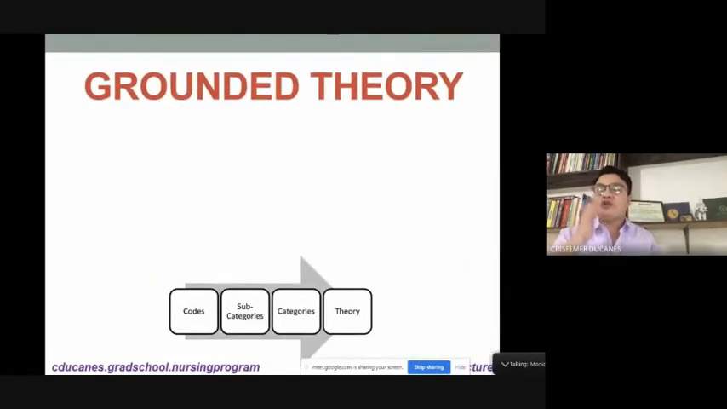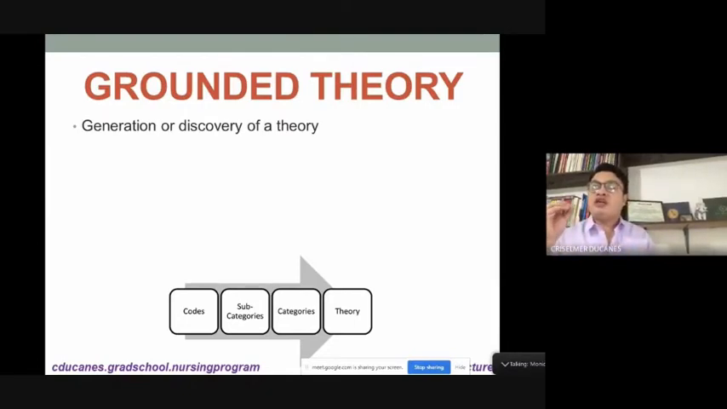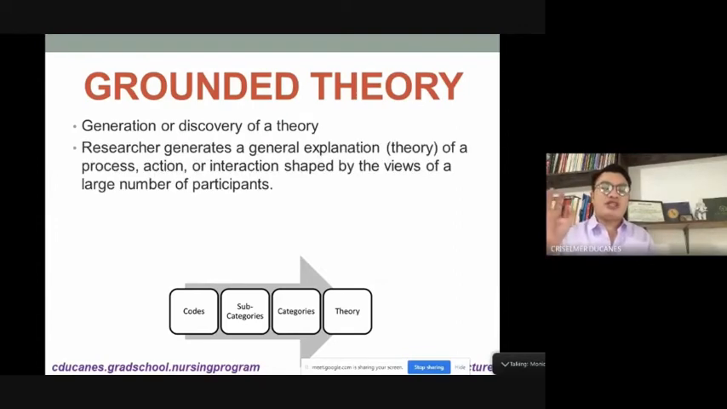Next is the grounded theory, and I believe though gamay lang ni ang naga-ubra sa grounded theory because, you know, in making a grounded theory, tama siya ka-extensive because you are actually generating or discovering a theory. Okay? Remember that a theory describes a particular group of people using a particular process. Okay? So the researcher generates a general explanation, a theory, of a process, action, or interaction shaped by the views of a large number of participants.